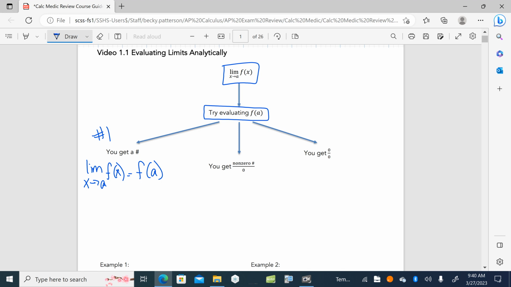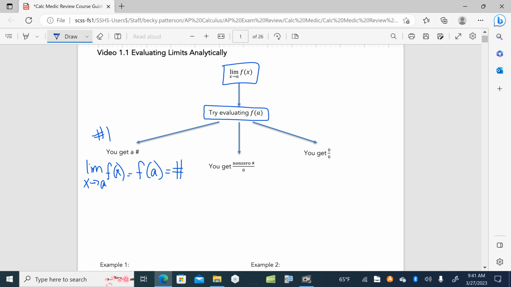It also is one of our continuity components. And for this, you're just getting a number value. If that doesn't happen, one of two other things could happen. You could get a non-zero number over a zero, or you could get a 0 over 0.